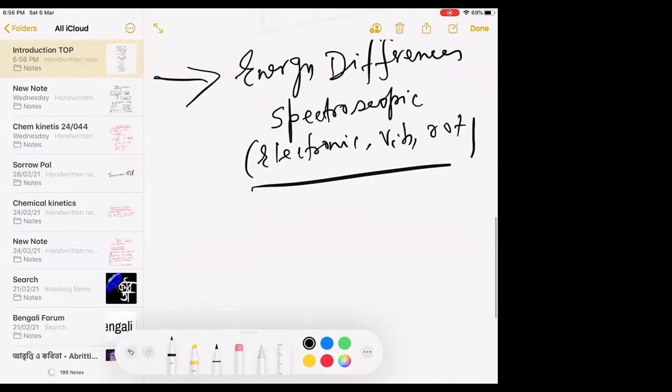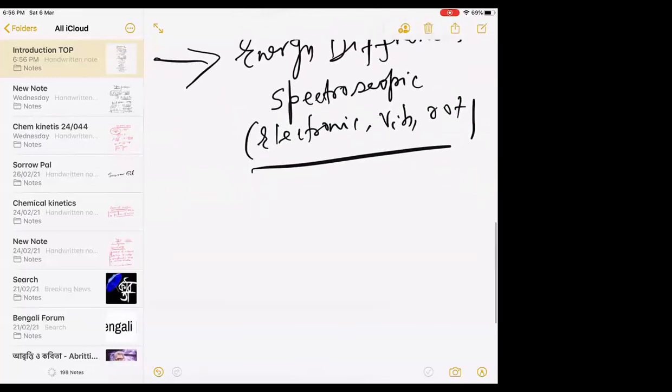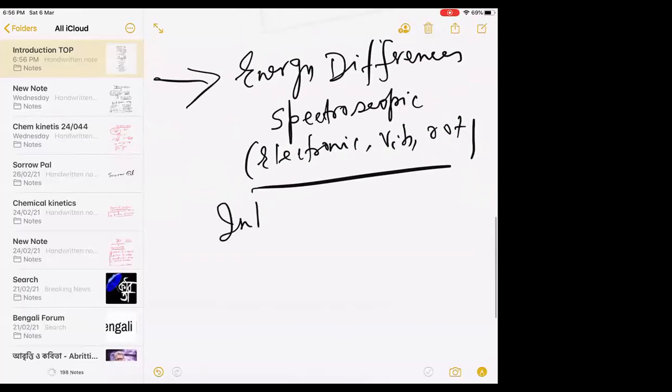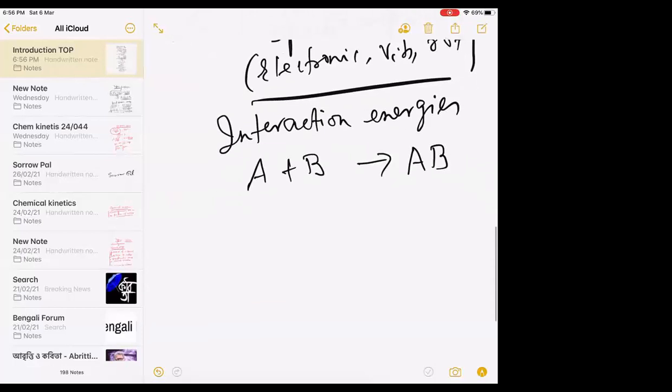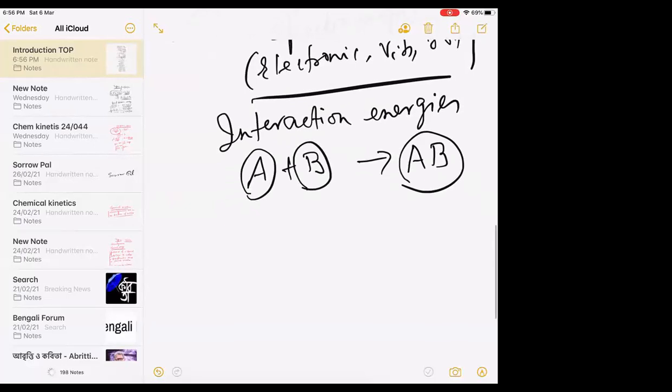We can of course have other kinds of energy differences. So for example, interaction energy between two molecules or two systems. That is something that again you can do. So for example, if I have a system A and a system B and they interact to give you AB, then you can calculate the energy of AB and the energies of A and B separately, subtract, and you get the interaction. If you want to make the interaction energy positive, then I will define the interaction energy as EA, energy of A, plus energy of B, minus energy of AB.